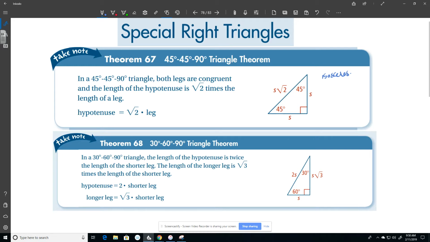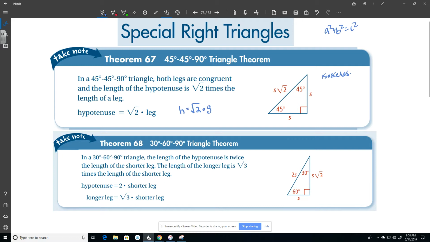Okay. So what's cool about 45, 45, 90 triangles is the short side, the legs of the triangle, have a special relationship mathematically with the hypotenuse. Instead of having to do the long a squared plus b squared equals c squared to figure out what the hypotenuse is, it gives us a really nice formula: the hypotenuse is equal to the square root of 2 multiplied by one of the legs, which is s. So you get the square root of 2 multiplied by s.